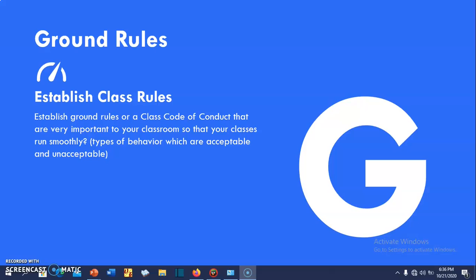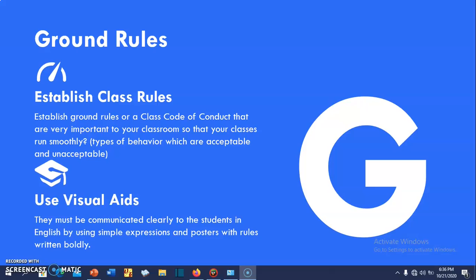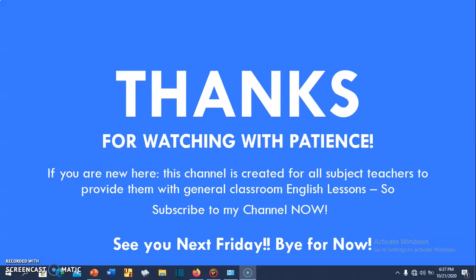I'm going to come up with this lesson next time with another episode. You have to use visual aids again here when you talk about ground rules to your students. They must be communicated clearly to the students in English by using simple expressions, and you must accompany them with visual aids, that is posters with rules written boldly. So these are all about today's lesson.